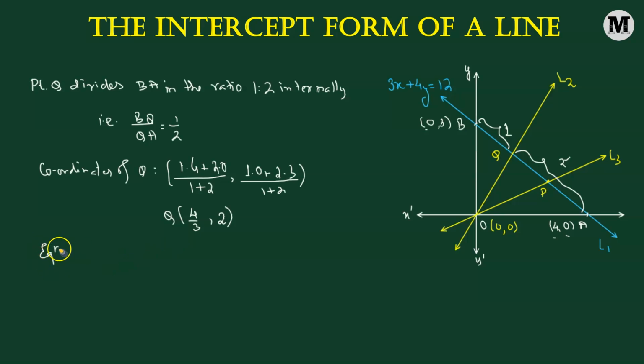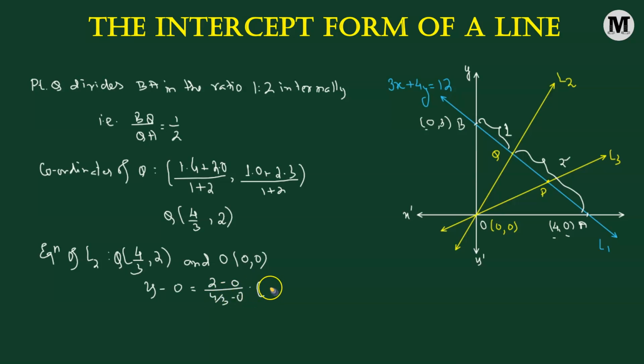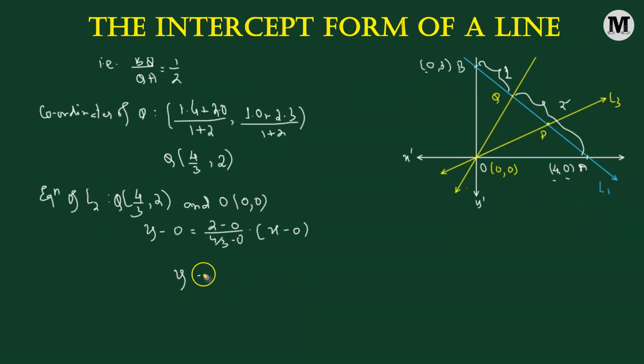Now we are ready to obtain its equation, the equation of line L2. We consider point Q having the coordinates (4/3, 2), and the origin (0, 0). So we have y minus 0 equals to 2 minus 0 divided by 4/3 minus 0, whole multiplied to x minus 0. So y is going to be equals to 3/2 multiplied to x, or in other words, 3x equals to 2y. So that's the equation of line L2.